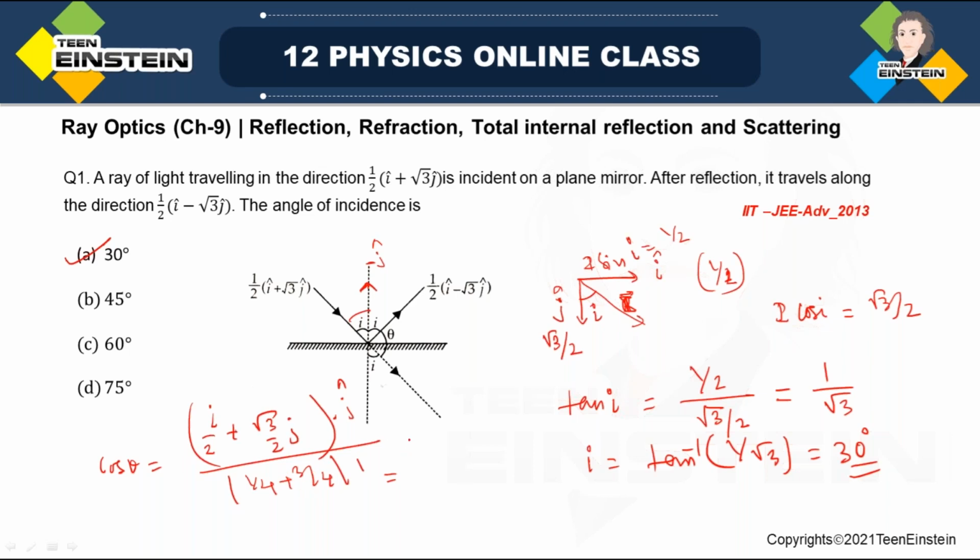So you get root 3 by 2. Okay, so cos 30 is equal to root 3 by 2, which is nothing but theta is equal to 30 degrees. So this way also you could have done it. Either from the dot product of this vector and the j vector in this direction, with that also we could get 30 degree. All right, so this was the first problem, and now the second problem.